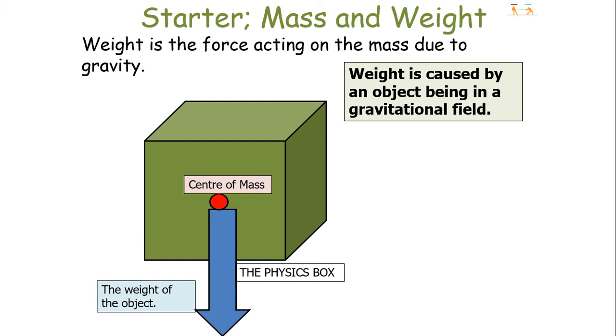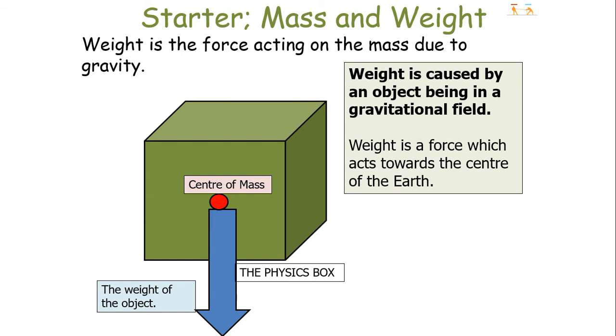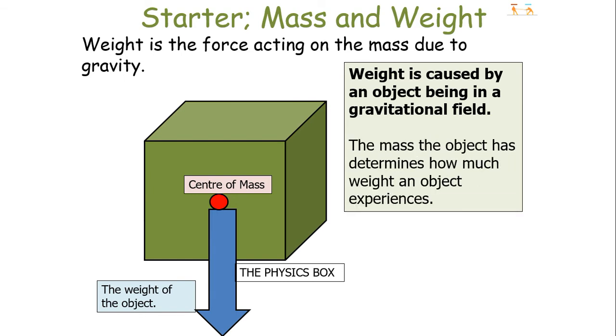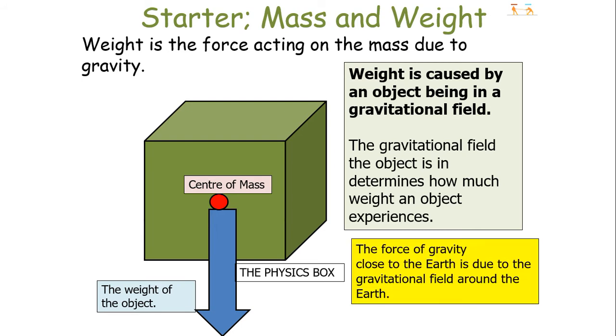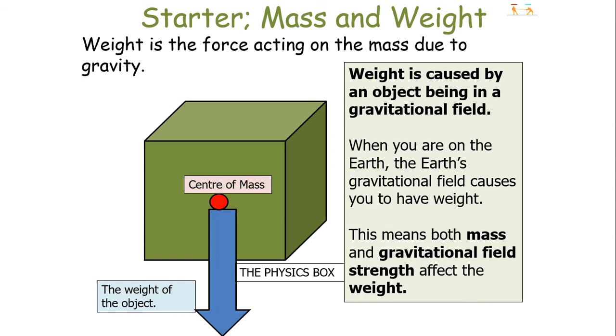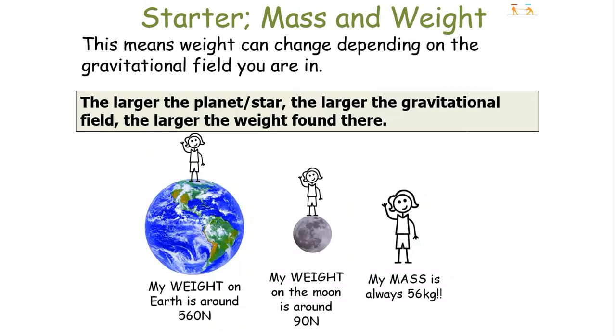Now, weight is the force acting on mass due to gravity. Weight is caused by an object being in a gravitational field. Weight is a force which acts towards the centre of the Earth. The mass of the object helps determine how much weight an object experiences, but also the gravitational field strength determines how much weight an object experiences. Now, the force of gravity close to the Earth is due to the gravitational field around the Earth. So this tells us that both mass and gravitational field strength affect the weight. So the weight can change for an object depending on the gravitational field the object is in.